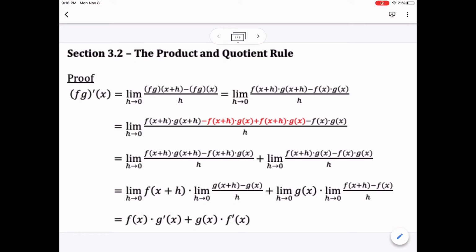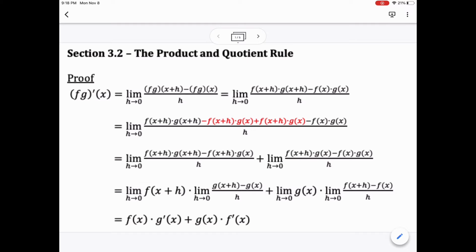Today's lesson, over section 3.2, we're talking about the product and the quotient rule. So for the product rule, if I use the definition of derivative and manipulate this notation, I can separate f times g of x plus h into two separate functions and do the same thing for fg of x. And if I rewrote that, I want to create something here, so I can actually subtract f of x plus h times g of x plus f of x plus h times g of x.